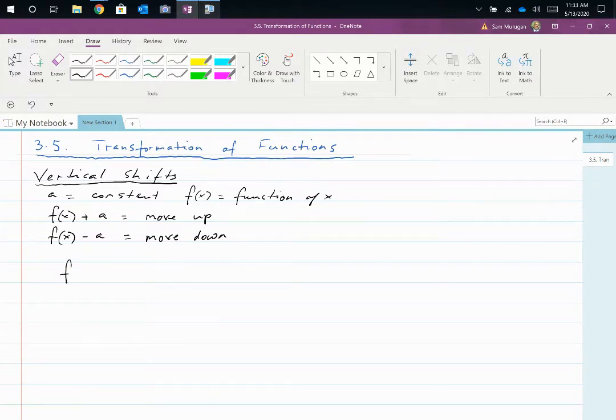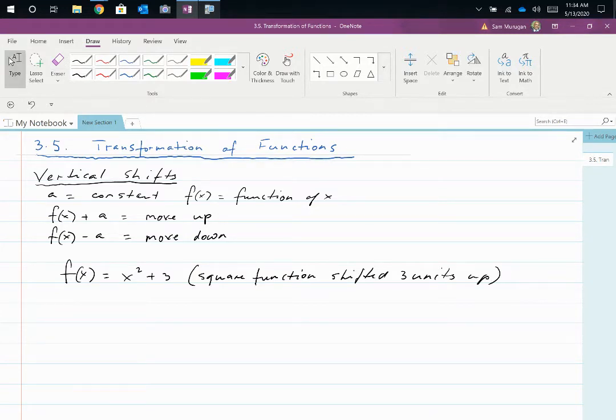Examples: f of x is equal to x squared plus 3 is the square function shifted 3 units up.